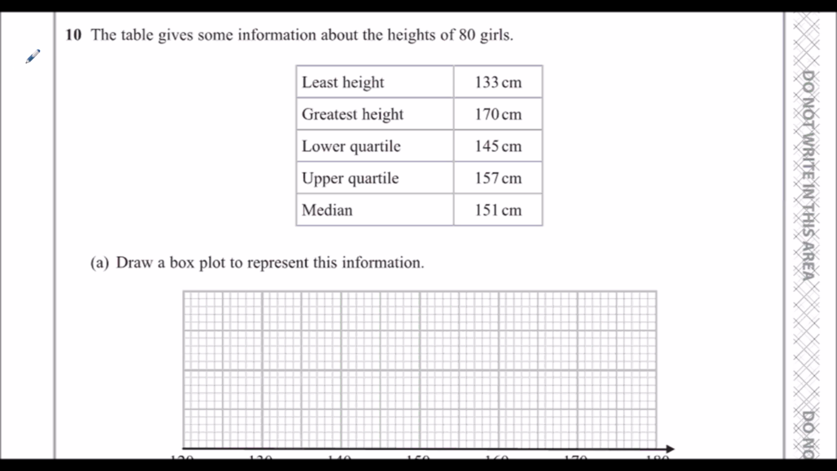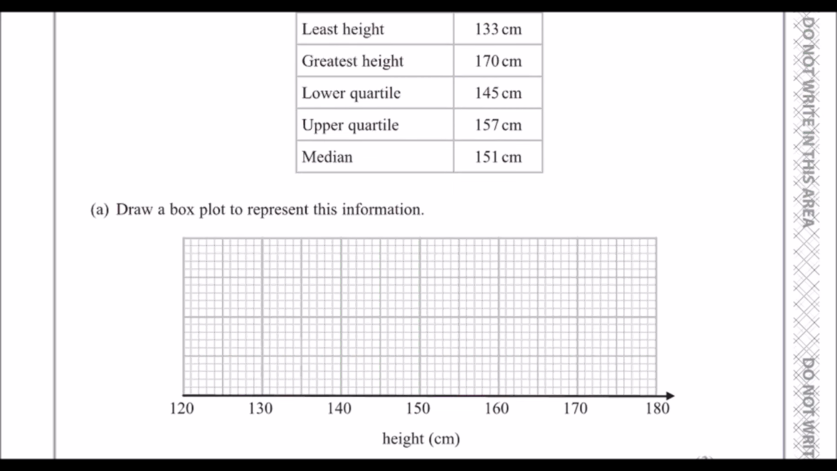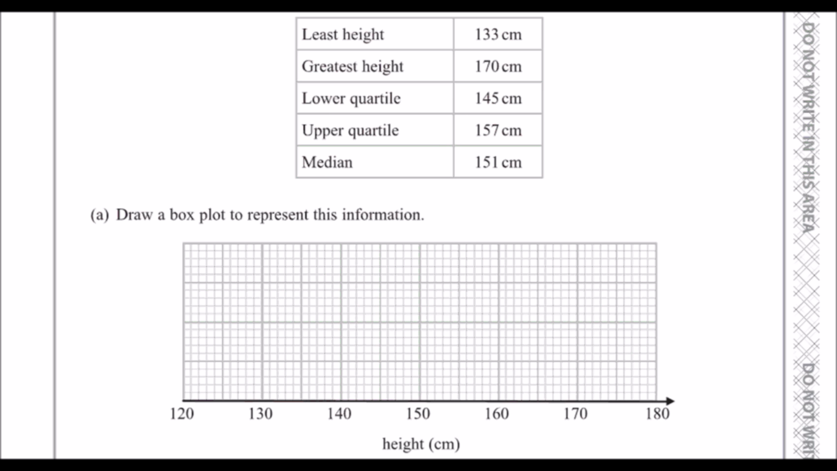Question 10. The table gives some information about the heights of 80 girls. So we've got the least height, the biggest, the lower quartile, the upper quartile, and the median. That is the exact information we need to draw a box plot, and we're being asked to draw a box plot. So we don't need to work anything out. We just need to draw these lines onto our box plot.